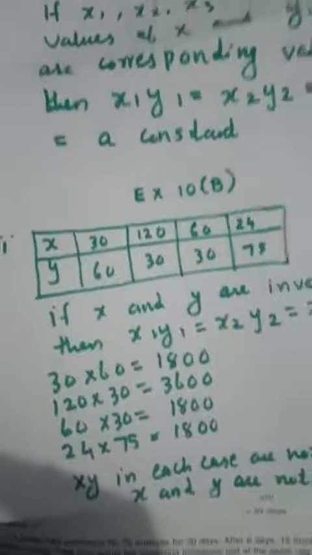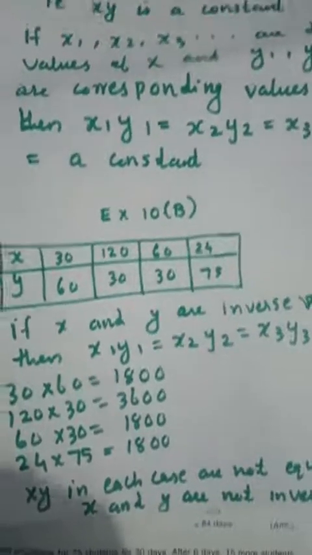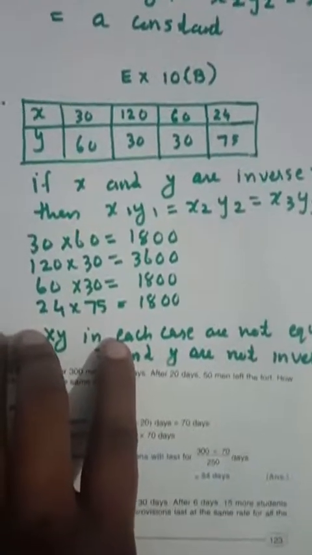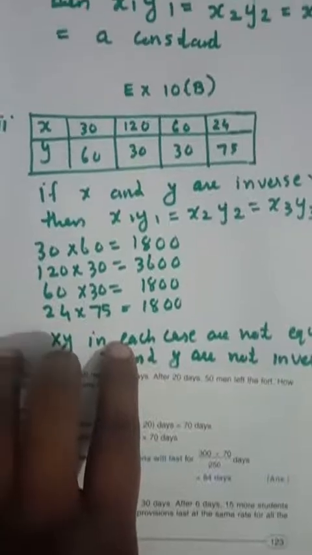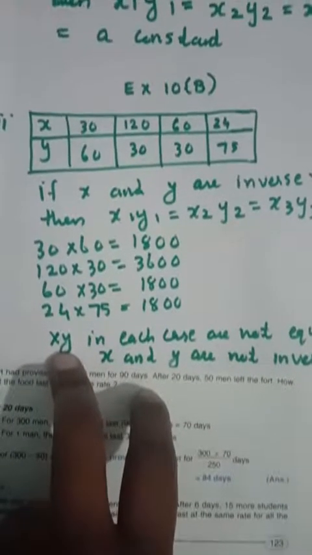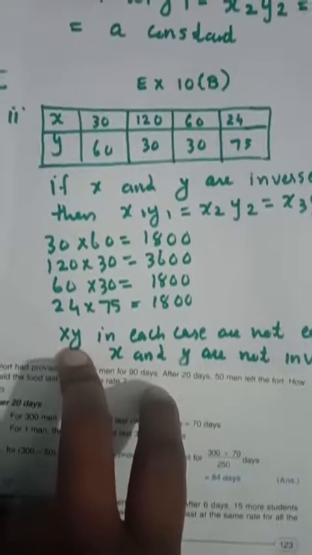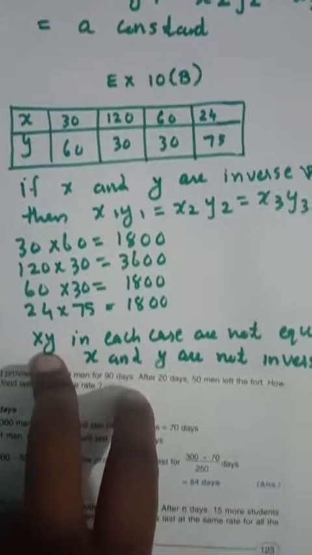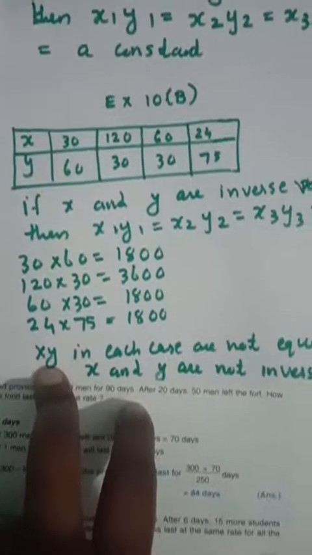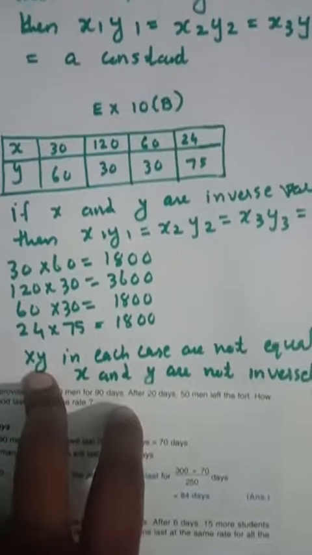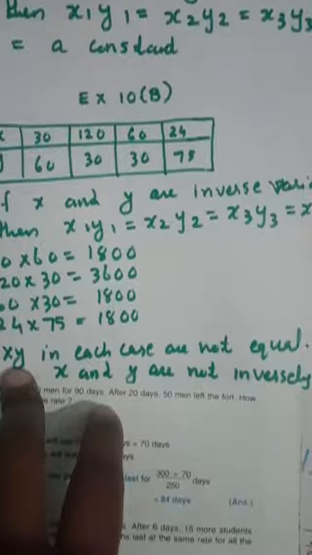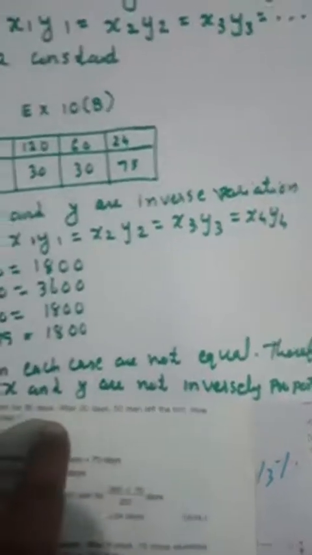Clear? So first you have to write the relation x1 y1 is equal to x2 y2 is equal to x3 y3 is equal to x4 y4. Then x1 y1 is 1800, x2 y2 is 3600, and x3 y3 is 1800, x4 y4 is 1800. Three quantities are equal but one is different, so we cannot say that they are in inverse variation. So x and y are not in inverse variation or inverse proportion.